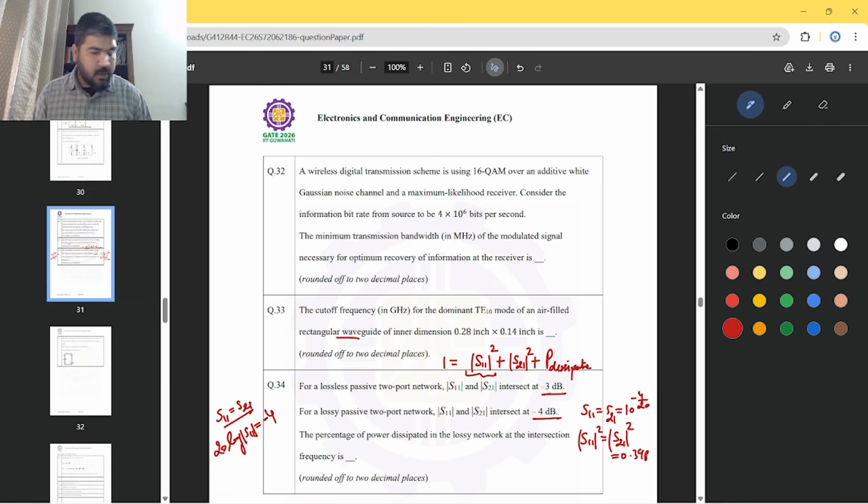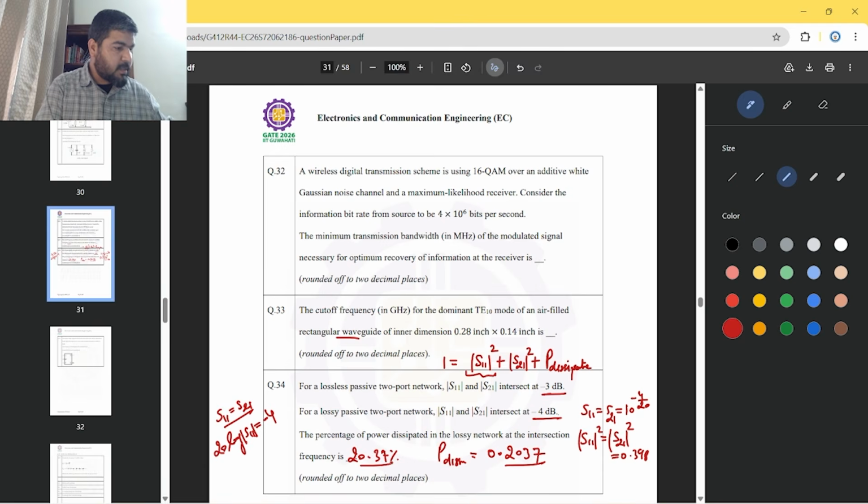If you put this value into this relation, you'll get the P dissipation, and it comes out to be 0.2037. If you multiply it by 100, you will get the power dissipation in percentage, so it becomes 20.37%. I hope you got the point. Let's move to the next question.